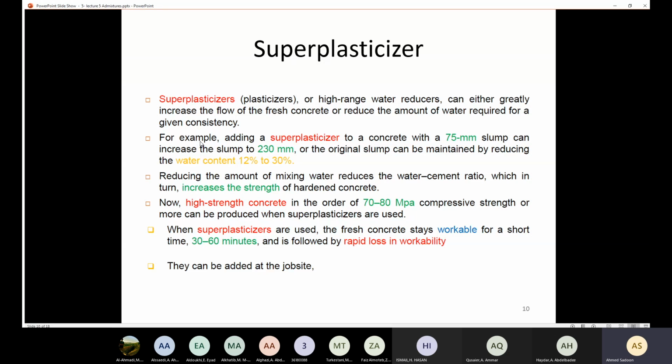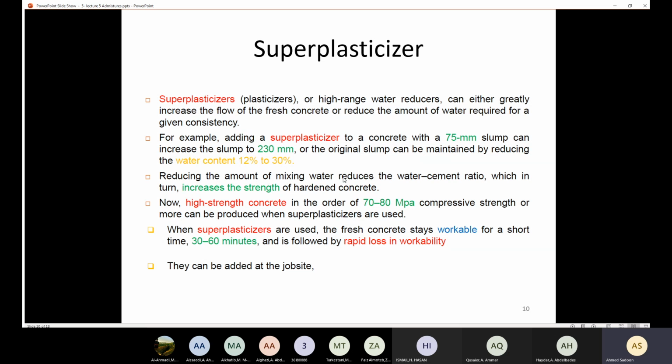For example, adding a superplasticizer to a concrete with 75 millimeter slump can increase the slump to 230 millimeter. So if you have a concrete with 75 millimeter slump, if you are going to use the superplasticizer, then the slump is going to be 230 millimeter. Or the original slump can be maintained, but you can reduce the water content by 12% to 30%.